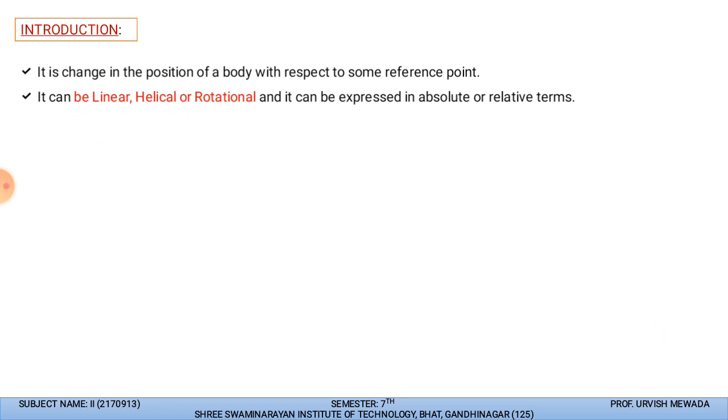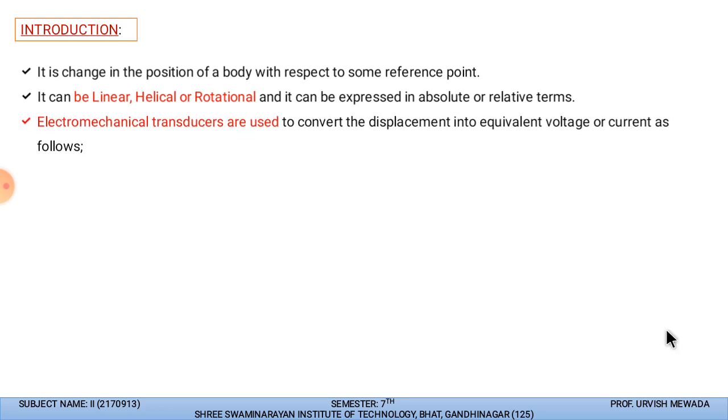From the initial position to the final position, that is called the relative motion of the object. Generally, to determine that movement, electromechanical transducers are used to convert the displacement into an equivalent voltage or current. Those are the transducers we use to check the displacement of a particular object.